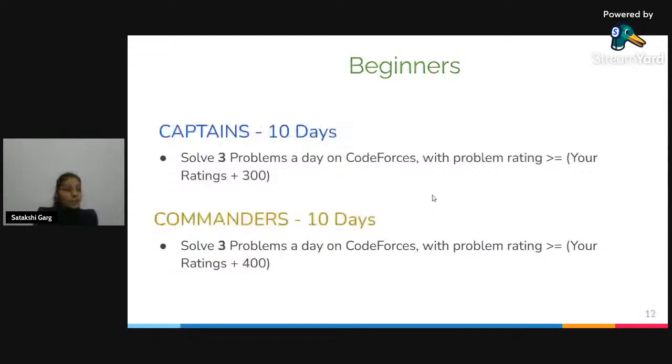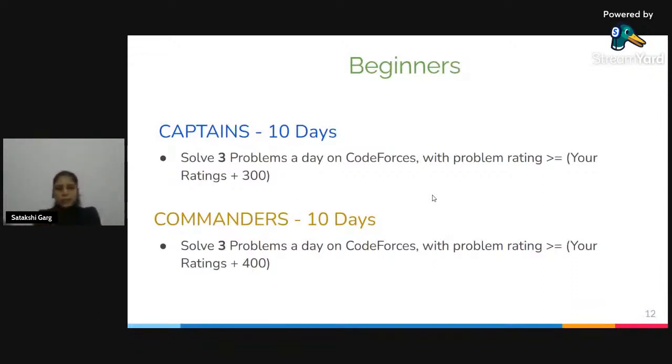Now the third level, that is the captains. Suppose you have become a captain, so now you will be solving three problems a day. The problems won't be four, it would be three problems a day, and the difficulty rating becomes plus 300. So initially it was 1100, then 1200, now it is 1300. And for commanders it's 1400, like it's plus 100 each time.